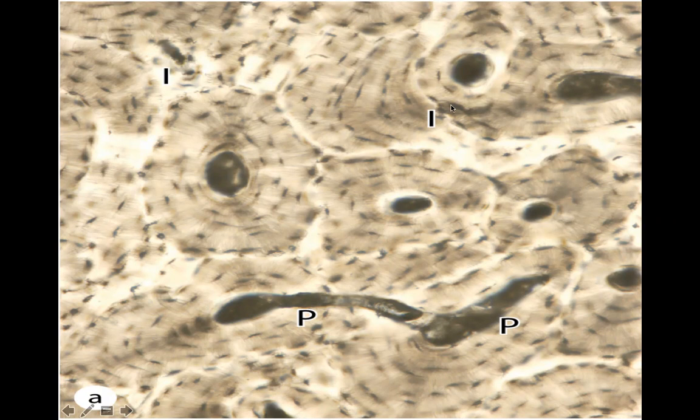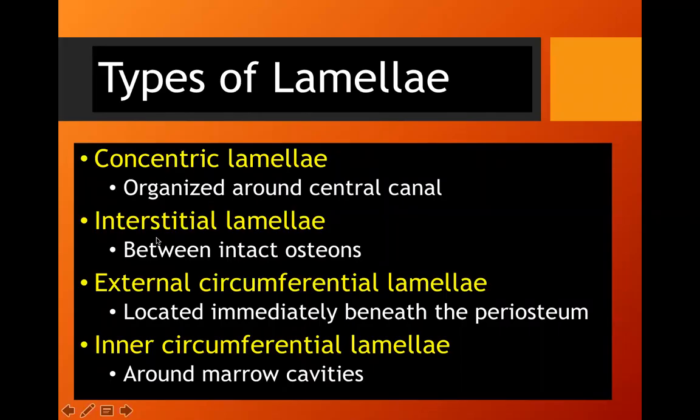This is another osteon, or Haversian system. The lamellae that is found in between an intact osteon is what we term your interstitial lamellae. Okay? So you won't be confused between concentric and interstitial: concentric is inside the Haversian system. If it is found outside, or found between intact osteons, it is our interstitial lamellae.